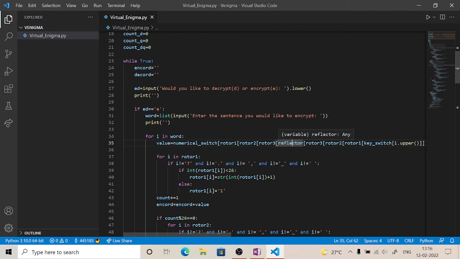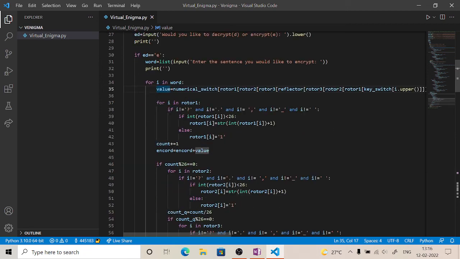So reflector, again, reflector would be connected to rotor 3, rotor 2, rotor 1, and numerical switch. And finally, the numerical switch would give you some string value, which we would be storing in the value part. Once we get the value part, everything is done.